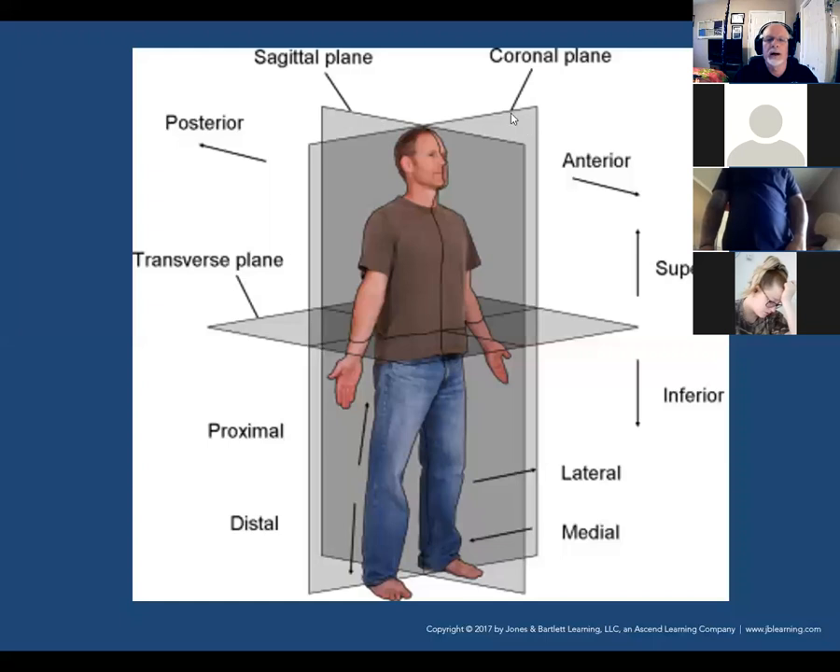Okay, coronal plane. We're not talking the disease. We're not talking the drink. Coronal plane slices. If this guy went through a big bandsaw and it cut him into front and back, or anterior and posterior, the coronal plane would do that. That more comes into play in surgery and that kind of stuff.